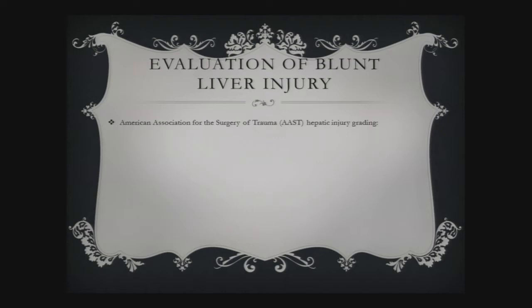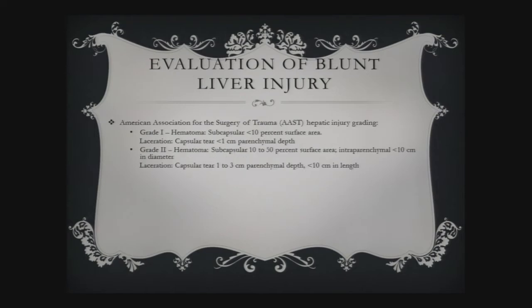And speaking of the grading, the American Association for the Surgery of Trauma has a grading scale. So you'll hear it, especially as medical students will look at it and try to figure out what grade it is. So grade 1 has hematoma or laceration. It's less than 10% or less than 1 centimeter. Grade 2 is 10 to 50% surface area or a capsular tear 1 to 3 centimeters.